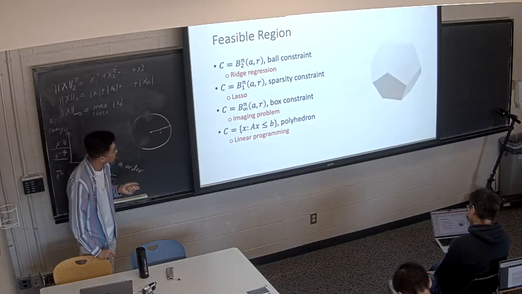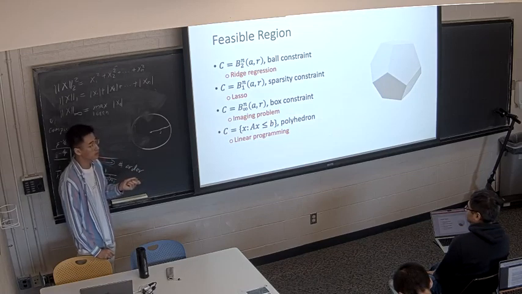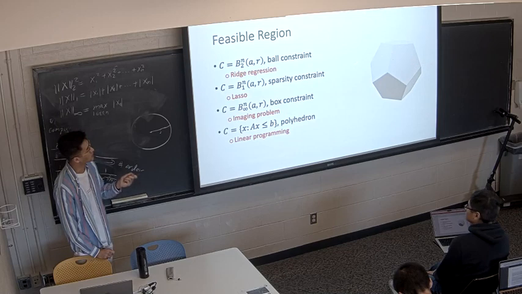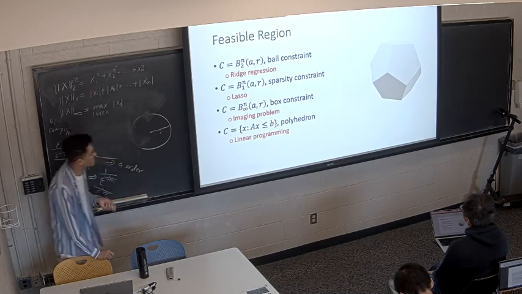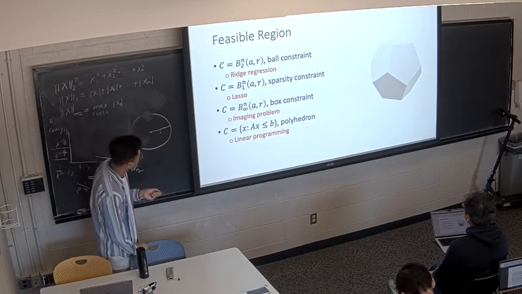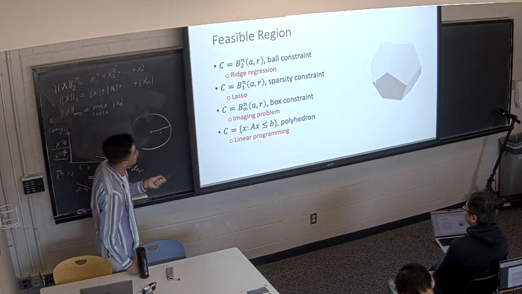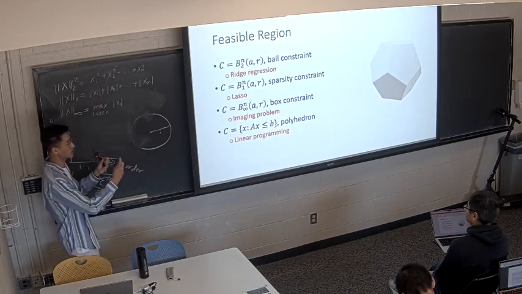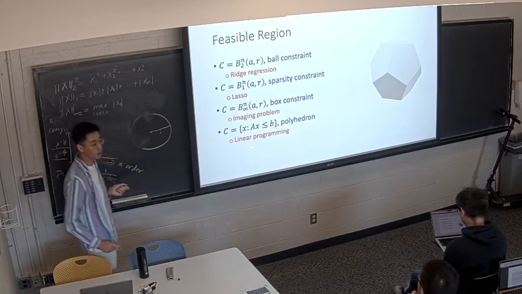And another example of a feasible region is a polyhedron. Basically, this is a polyhedron in n dimensions. Sorry, I don't know the dimension of this one, but the one we present here is 3-dimensional, though this can be something in high dimension, right? And this is usually used in linear programming.